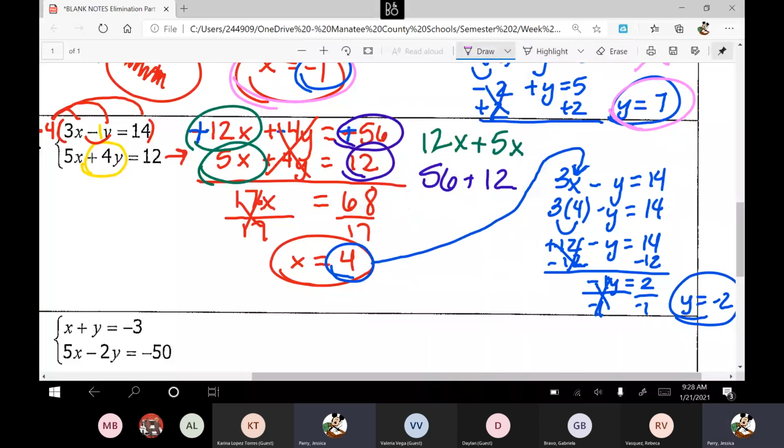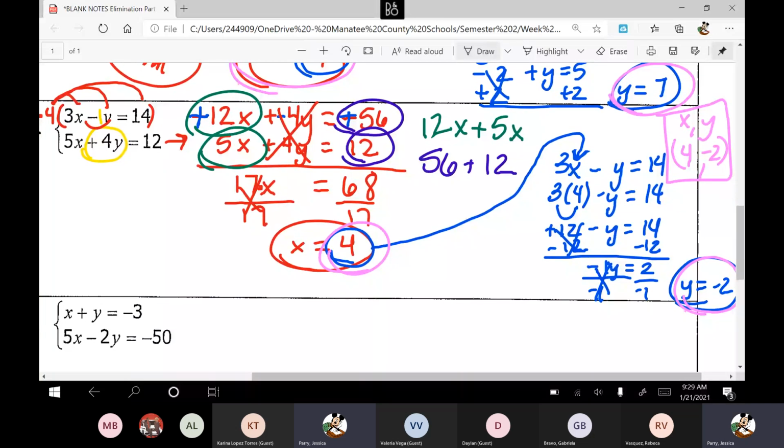And then let's write our final answer as x comma y, where x comes first, the 4, then our y, which is negative 2. So then this is your final answer here. One solution. If you graphed it, they would be intersecting, crossing at that point, 4 comma negative 2.